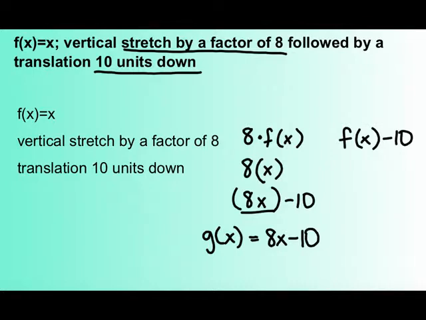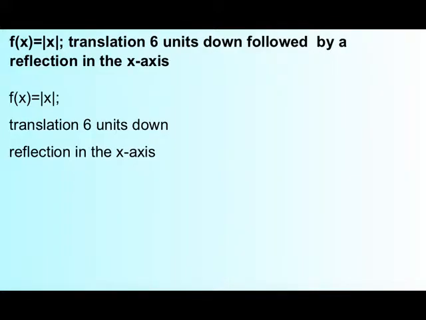So there's the first example. Example 2, we're going to do the same, but this time with the absolute value of x. It says we want to translate it 6 units down, followed by a reflection in the x-axis. So we start with our function, absolute value of x, and we want to translate it 6 units down. The notation for that would be f of x minus 6, because we want to move it 6 units down. So f of x is the absolute value of x, and then minus 6. Okay, we've moved it 6 units down.